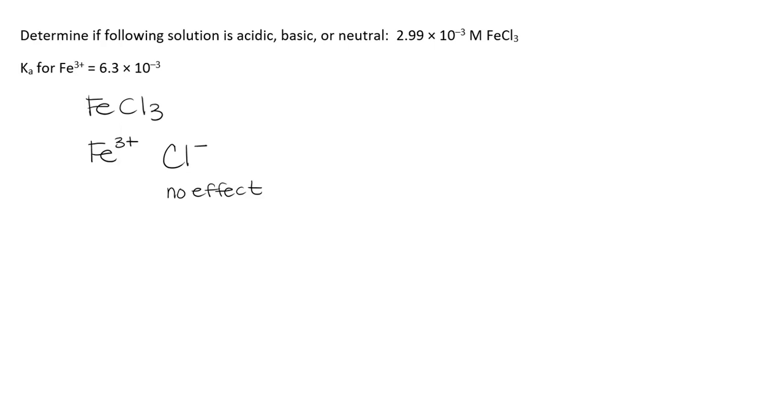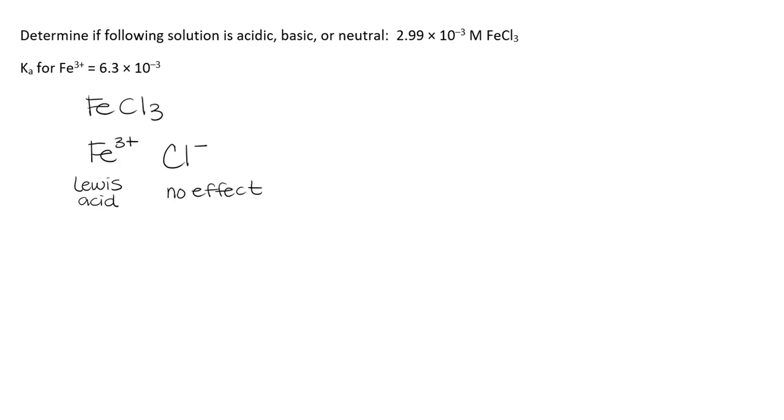for example, chloride, bromide, iodide, those will have no effect. When we see a cation, such as sodium or potassium, those also will have no effect. We cannot add or remove an H+ to these types of ions and end up with a weak substance. So the chloride has no effect. The iron 3 we recognize as a highly charged cation, and that tells us that we have a Lewis acid.